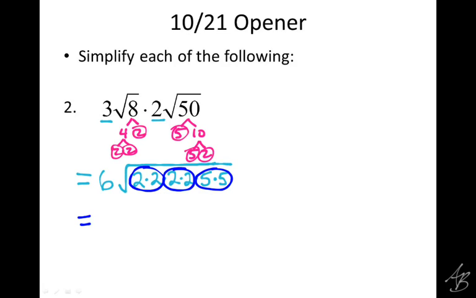And so on the outside, we get 6 times 2 times 2 times 5, which is 120. And again, no square root because everything was circled, so everything ends up on the outside.